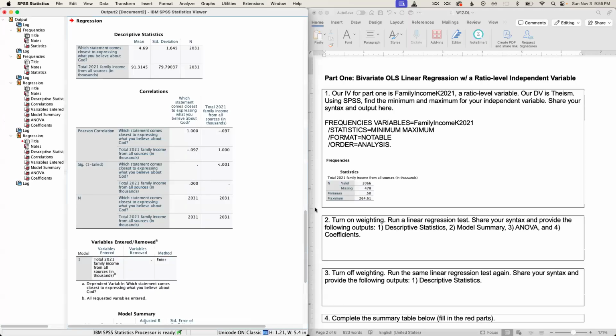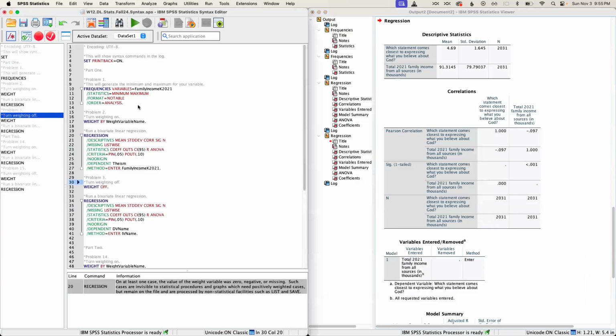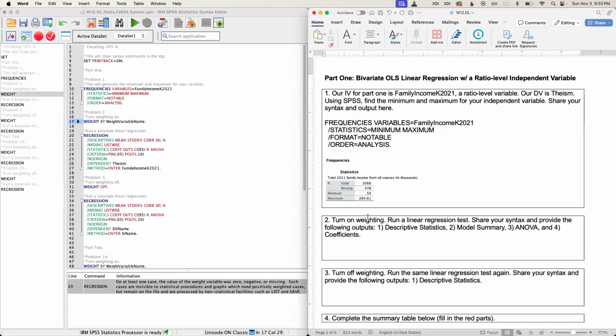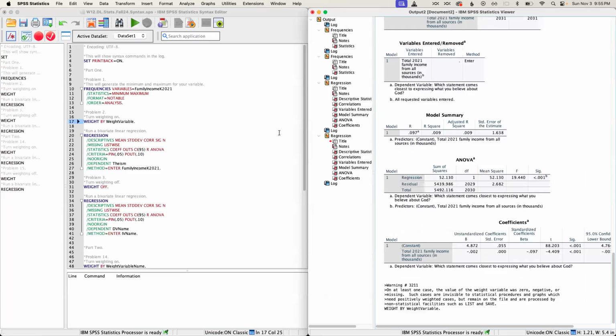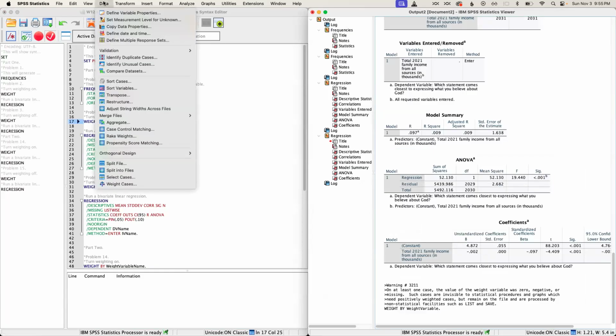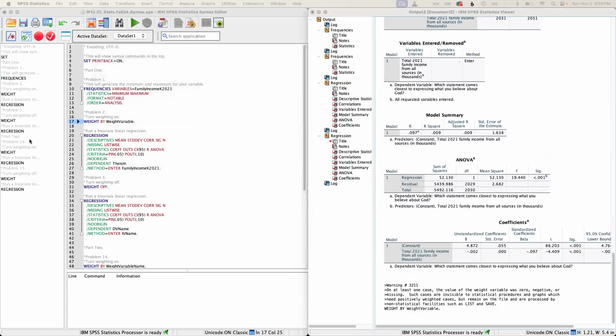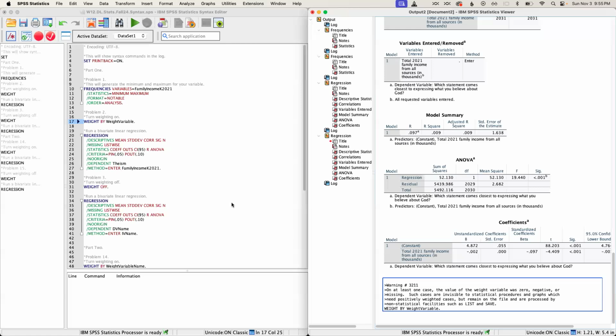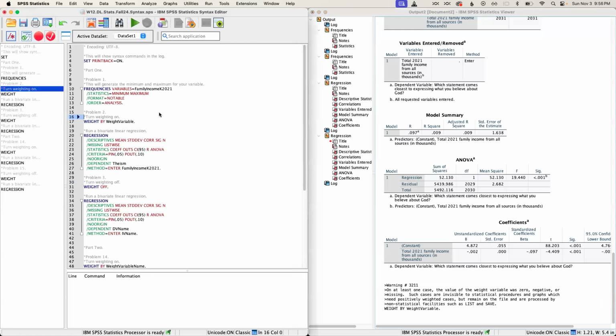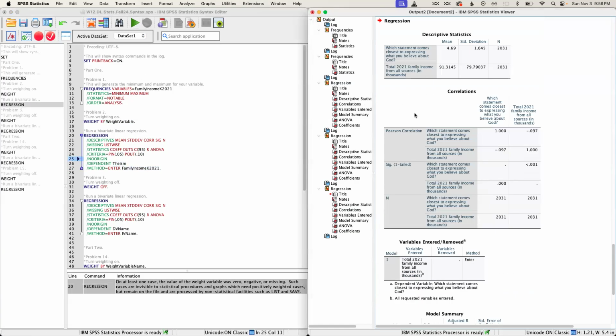All right, so let me grab my syntax. Oh, sorry, I forgot to turn on weighting. It said turn on weighting, and I didn't do that. So the weight variable name we know is weight variable. I can just click that, or I can go data, weight cases, find the weight variable, put it in here, and click OK. Okay, and then I need to rerun this regression now that I am weighting.